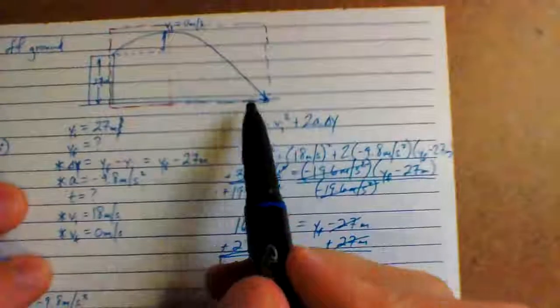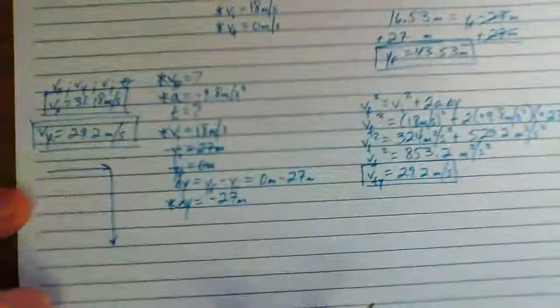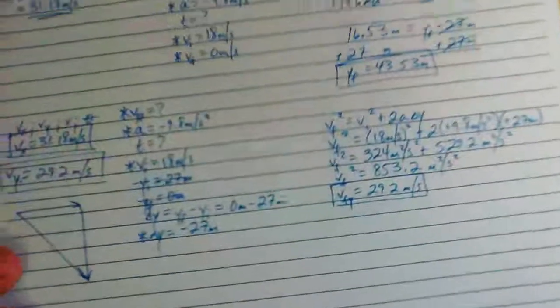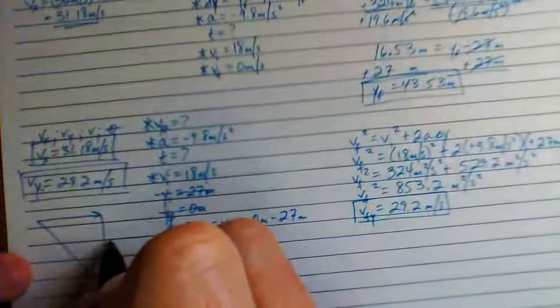There we go. I know that it's moving to the right and down. So I'm going to draw my triangle first, the x component, and then the y component. Alright, and I'm probably going to find somewhere pretty close to 45 degrees because my values are about the same on this one. So Vy is 29.2.